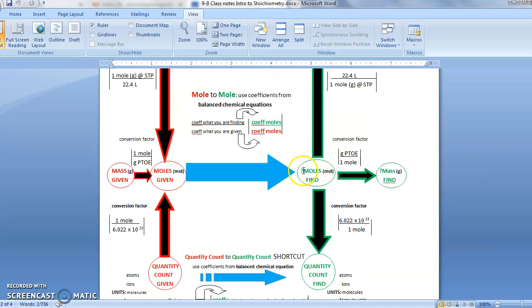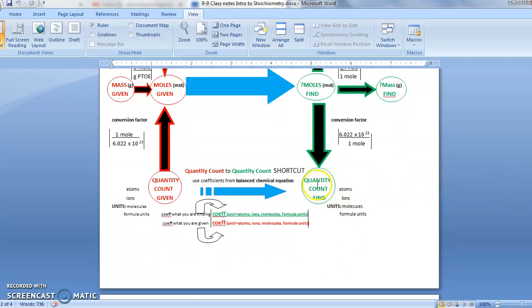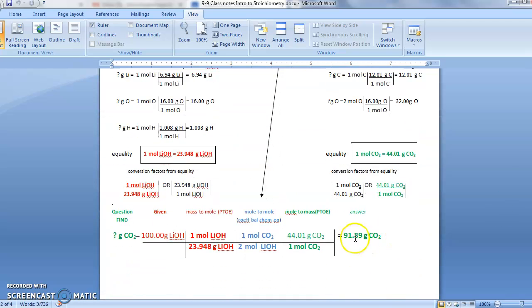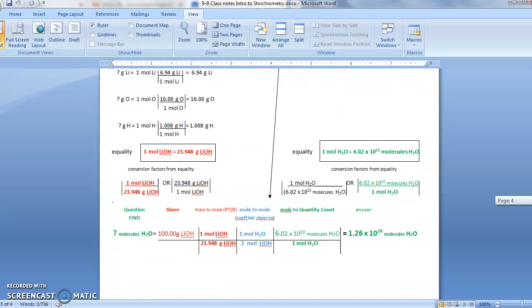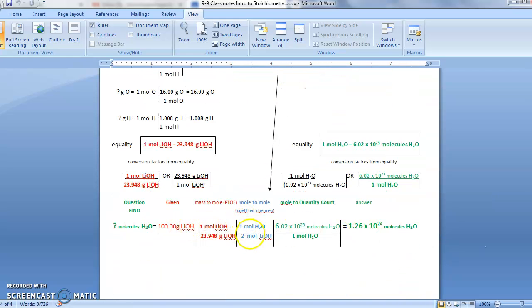So where am I on the chart? Moles of water, right here. Moles of what I'm trying to find. But I'm trying to get the quantity count, the molecules of water. So I need Avogadro's number. 1 mole of anything is 6.022 times 10 to the 23rd. So my third step is going to be entirely different in this problem. First step was the same. Second step was the same idea. We just had different numbers, we had 1 mole of water to 2 moles of lithium hydroxide. My third step, 1 mole of anything is 6.022 times 10 to the 23rd. Here it's been rounded to 6.02 times 10 to the 23rd.